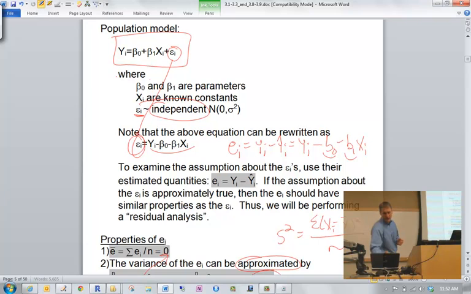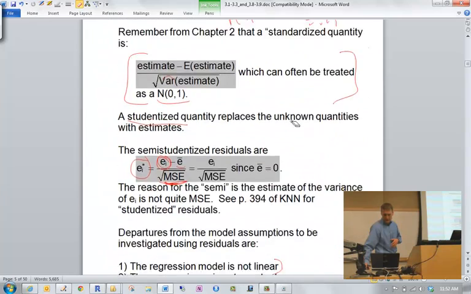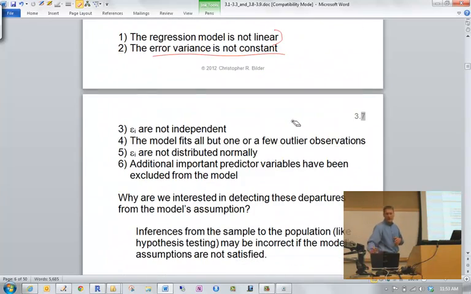Chapter 11 actually talks about what happens if you did have a subscript i there to allow for different variances. So the epsilon i's are not independent. Well, how could you determine that? Maybe you could do some kind of plot of the residuals and look for some kind of particular trend, and we will do that to see if there's dependence.